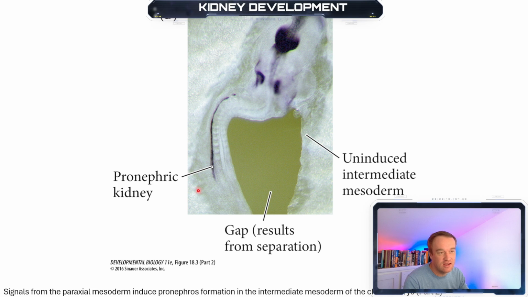But what you can see is that they can stain here using PAX2, and that is only expressed in certain areas. It is expressed in the pronephric kidney, the early kidney stage that we talked about earlier. And you can see that if you separate it, it doesn't occur on the side that you separate if you cause a big gap between the two mesoderms, the paraxial and the intermediate mesoderm. So there's some sort of juxtacrine or paracrine factor signaling there.